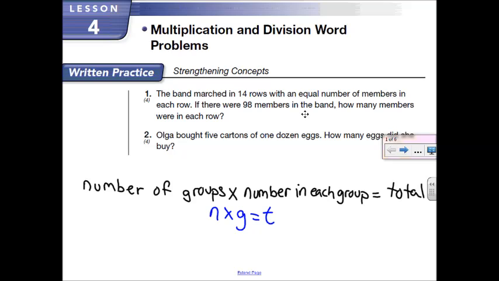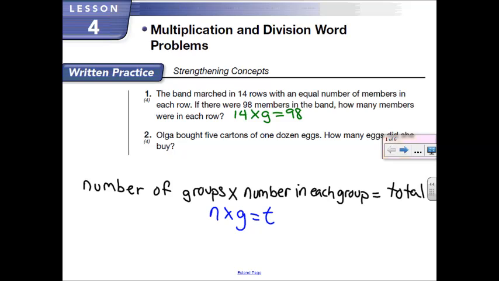The band marched in 14 rows with an equal number of members in each row. If there were 98 members in the band, how many members were in each row? So we're going to use our equation here. The number of groups corresponds to the number of rows, and then an equal number in each group. We're not sure how many, but we do know that the total is 98.